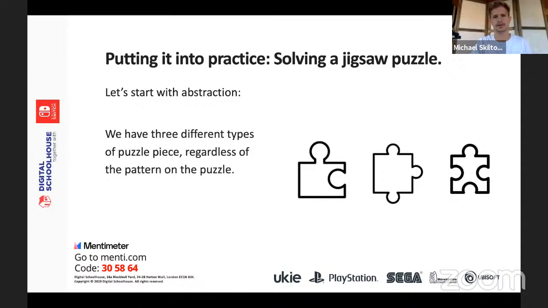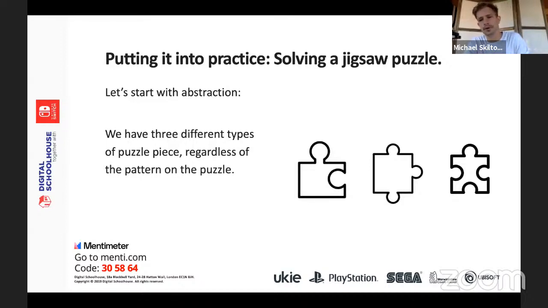So, starting with abstraction, guys, because what I've got here are three pieces of a particular puzzle. And the reason this is abstracted is because I can figure out how to do this without even needing to know what is on that puzzle. It doesn't matter what image we have on that puzzle. I can start solving this problem just by looking at the structure of these particular pieces. Okay, so this is abstraction.